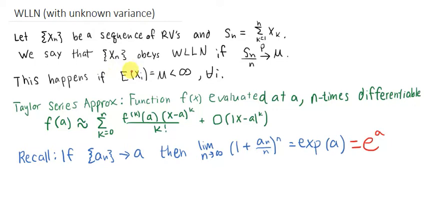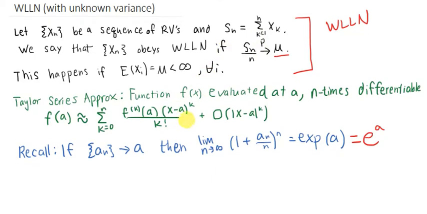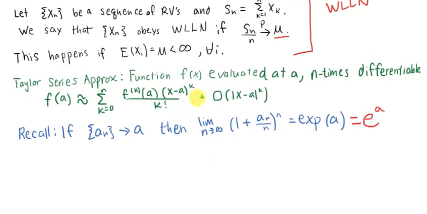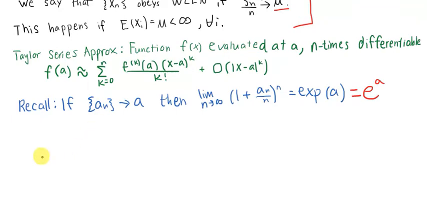So to prove that this property up here is true, which is essentially the weak law of large numbers, where we have a sequence of random variables all with the same finite mean, then the sample mean will converge in probability to the true mean. That is essentially the weak law of large numbers when we're not assuming anything about the variance. So to prove this, we're going to use characteristic functions.